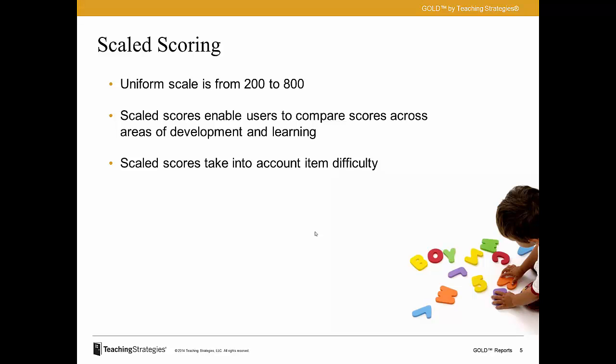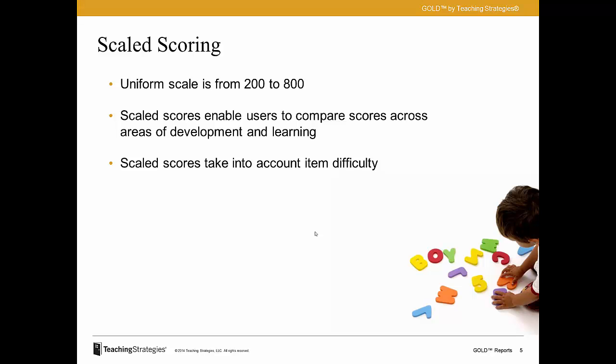Scaled scores enable us to compare scores across areas of development and learning much more easily. Physical has 5 objectives and dimensions versus social emotional, which has 9. If you're trying to compare between those two areas, it's more difficult to just look at the raw scores, adding up the objectives and dimensions, because there are more items in social emotional. So it's almost expected that the social emotional score might be higher than the physical score. But the scaled score allows us to easily compare between the two. A 500 in social emotional is going to mean roughly the same thing as a 500 in physical.